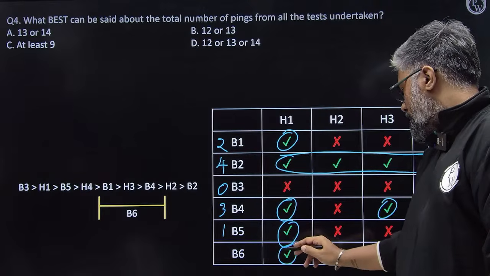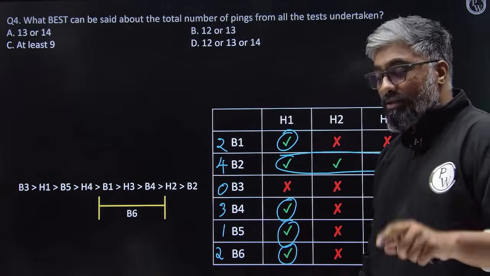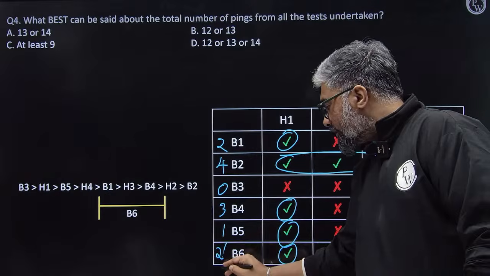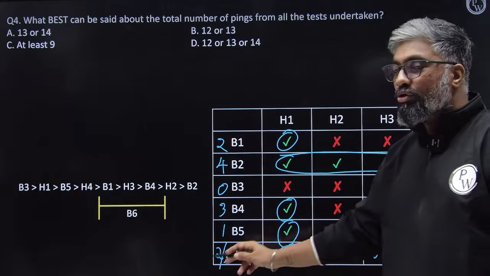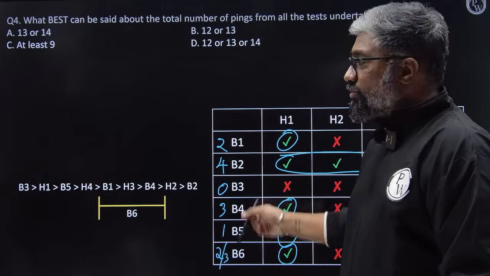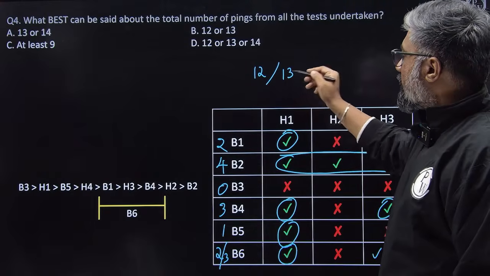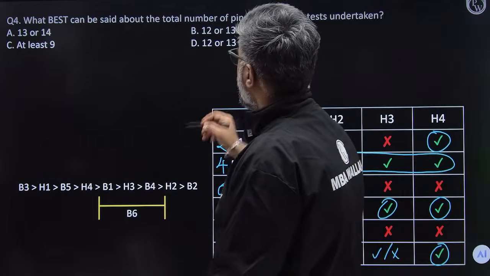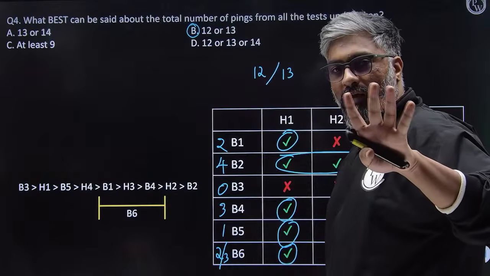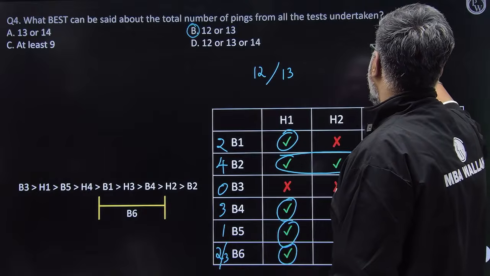B6, there is 1, 2 for sure. 2 for sure. But I don't know if this is a tick or a cross. If it's a tick, then it will be 3 pings. If it's a cross, then it will be 2 pings. So how many? 6, 9, 10. 10 plus 2, either 12 I can have if this is a cross, or I can have a 13 if this is also a tick. So 12 or 13 do I have? Option B. Let's go. So 4 questions, 3 marks each, all 4 MCQ, 12 marks in our pocket.